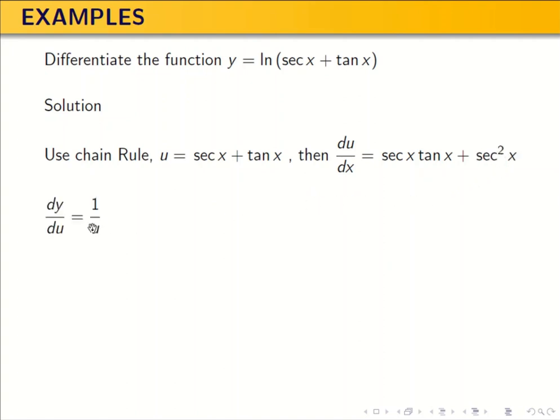Now dy/du is equal to 1 over u, from ln x. If I have ln of u, then dy/du will give me 1 over u, so it becomes 1 over sec x plus tan x.